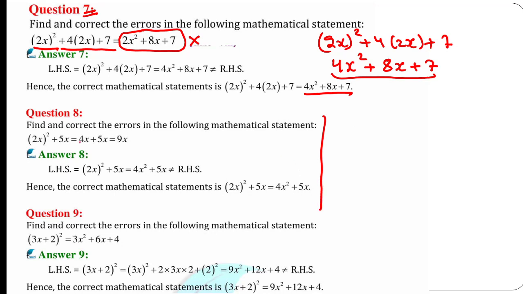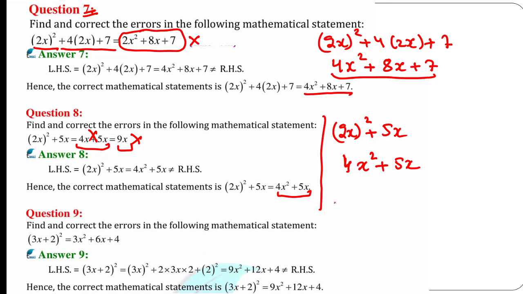So in the next part, that is 2x² plus 5x, let's check what it comes to. 2² is 4, x² is x², plus 5x. So this is your answer, 4x² plus 5x, but this is wrong and this 9x is also wrong. So this is equal to 4x² plus 5x. That is the correct answer.